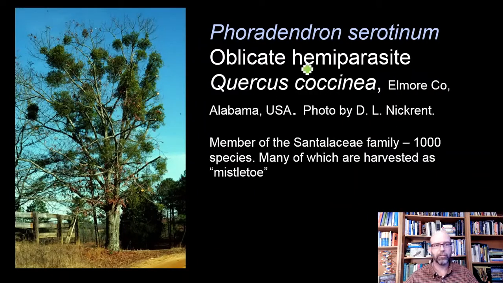This is a picture from Dan Nickrent of Phoradendron, which is one of the most classic mistletoes in the Santalaceae family. So like I said, there are over 1,000 species there. And this is quite an infestation of mistletoe on this particular tree. You can see in the wintertime the leaves have fallen off, but all this green stuff is mistletoe that still stays green throughout the winter.